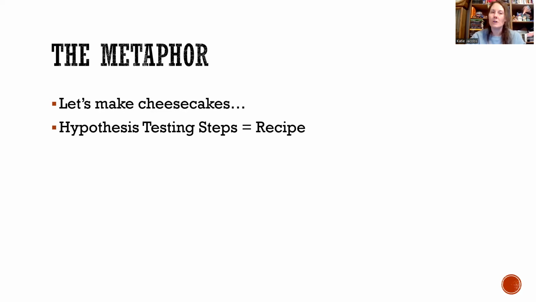So for our metaphor, our hypothesis testing steps, we're going to say is our recipe for making cheesecakes. And so there is a similar process that you make no matter what kind of cheesecake you're going to have. You have your cream cheese and you have your powdered sugar, and you're going to cream them together. And if you don't do that, that causes problems later on, but you're going to cream those together. You're going to add eggs one at a time. You're not going to overbeat the eggs into the cheesecake mixture.